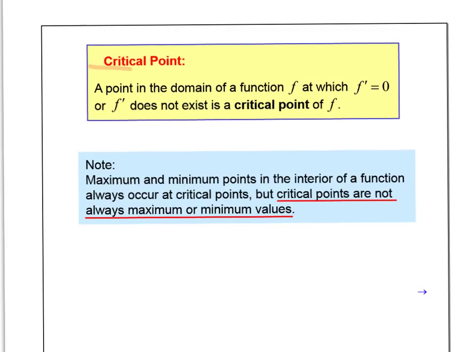Critical points, becoming more popular lately. There was a 10-year period where they were almost never asked for critical points, but now they're making a comeback. Critical points are points in the domain of the function where the derivative is 0 or does not exist. That's it. Very simple. Do they produce maxes and mins? Not always. Really? Why? Let's look.